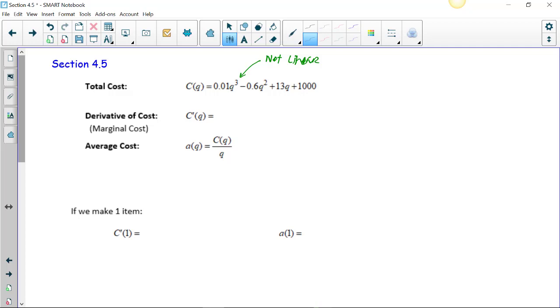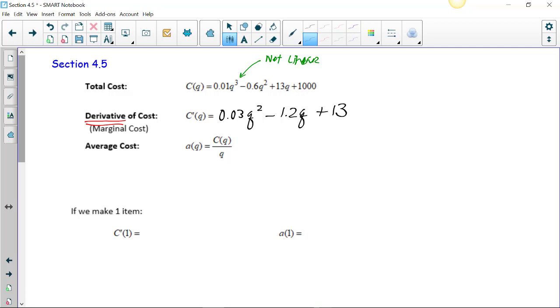All right, so here's my cost function. I'm going to find the marginal cost function and the average cost function. Okay, remember that the marginal cost function is the derivative of the cost function. So here it's polynomial, so we can basically apply the power rule, constant rule. So when I find the derivative, I get 0.03q squared minus 1.2q plus 13.